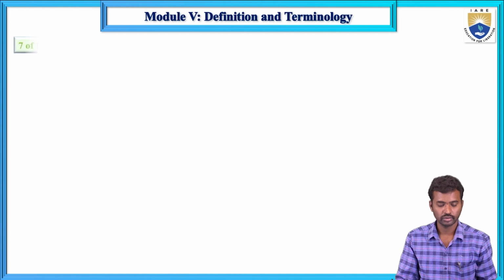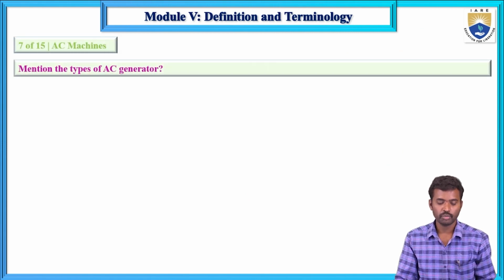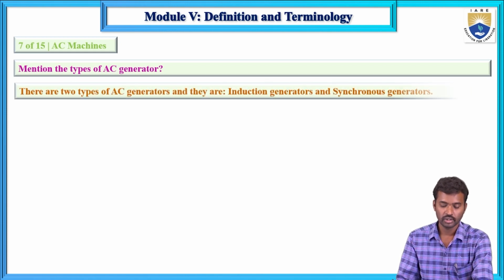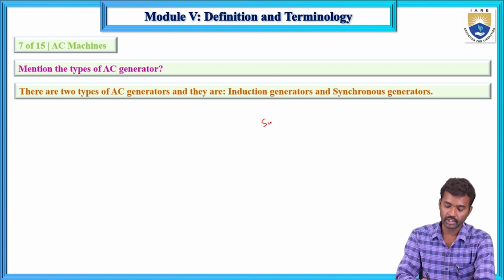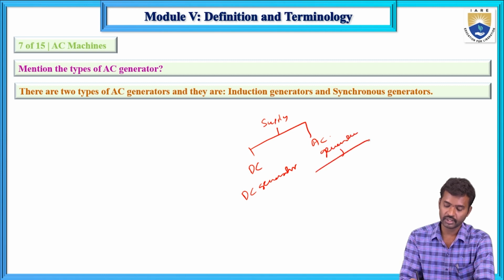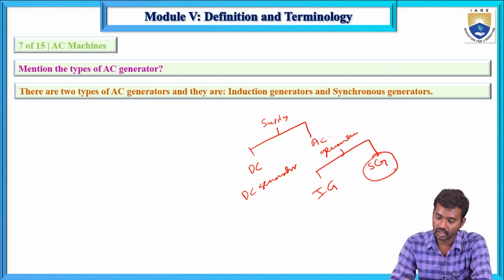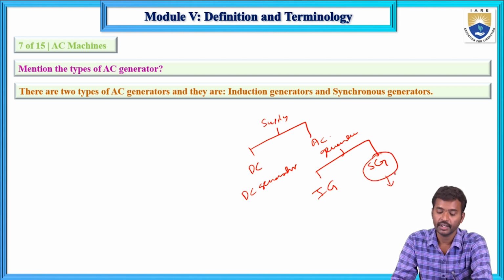Now, seventh question: mention types of AC generators. The AC generator types are induction generators and synchronous generators. Depending upon the supply, generators are classified as DC generators and AC generators. The AC generators are again classified as induction generators and synchronous generators. These synchronous generators are also known as alternators or AC generators.